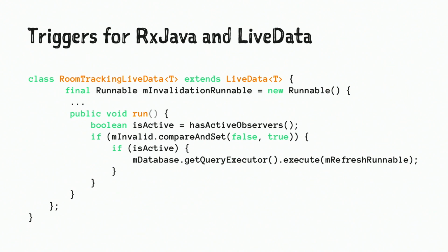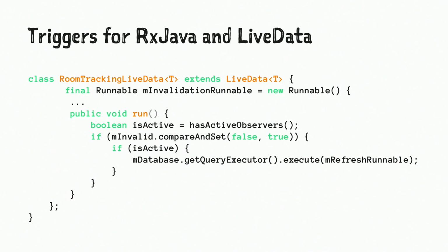In RxJava and LiveData, triggers are used by Room to track changes to the database and let us know, because we are using RxJava and LiveData to observe those changes, and we sometimes want to know when an entity has changed or when a new entity has been inserted and things like that. So I'm going to look at this from the perspective of LiveData, but the same mechanism basically applies for RxJava.